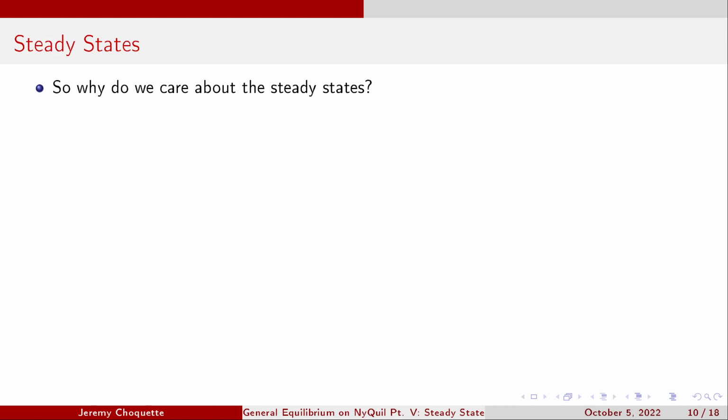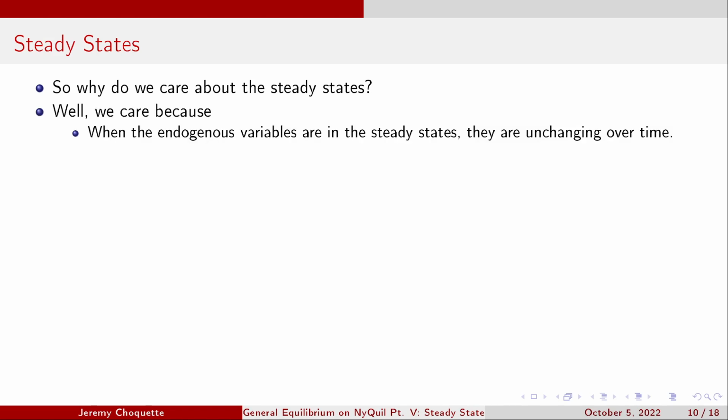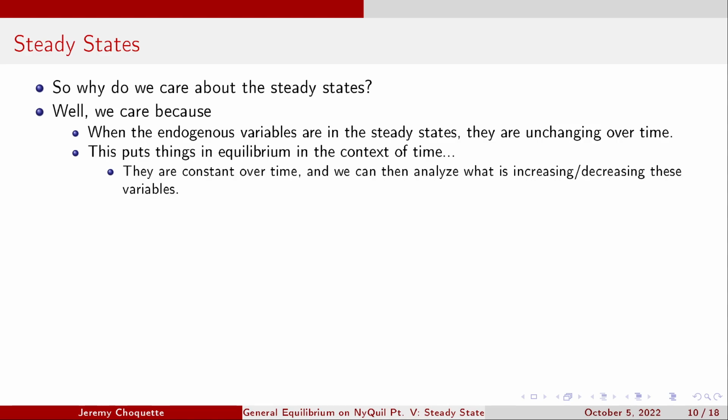So now, why do we care about this stuff? Well, we care because we want the endogenous variables to be in the steady state so that they are unchanging over time. So we now have an equilibrium across the markets, but it's also an equilibrium in the concept of time. If they're constant over time, we can analyze what increasing or decreasing a certain variable is going to do to the entire system.